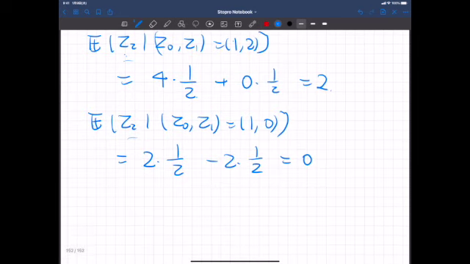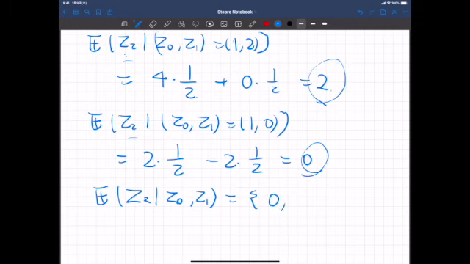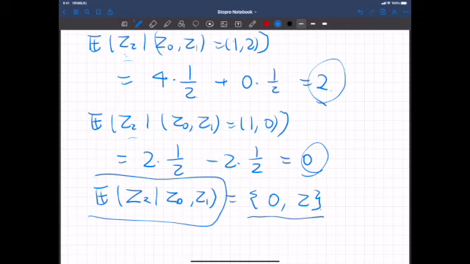So the possible values of this conditional expectation are given as 2 and 0. So 0 and 2. Remember, conditional expectation is a random variable. Therefore this set means the possible values of this random variable, which is a conditional expectation value.